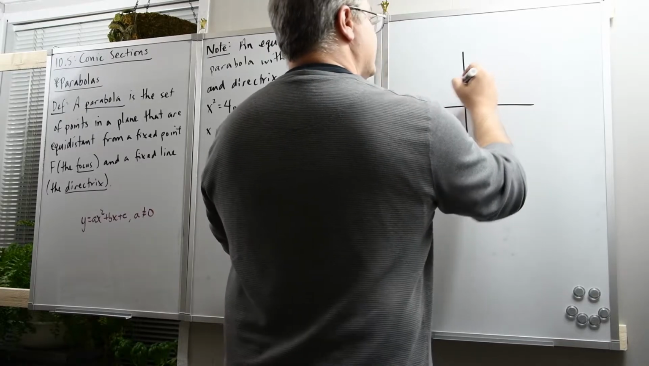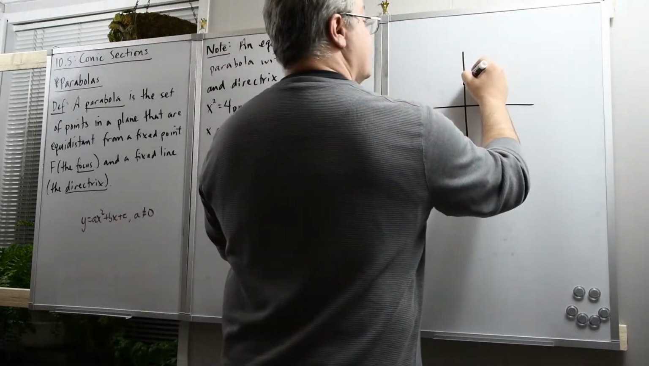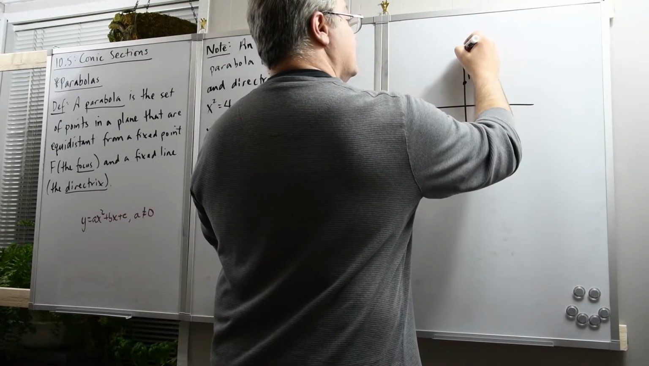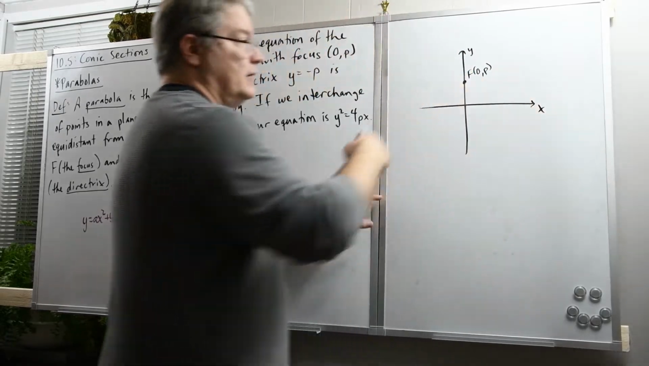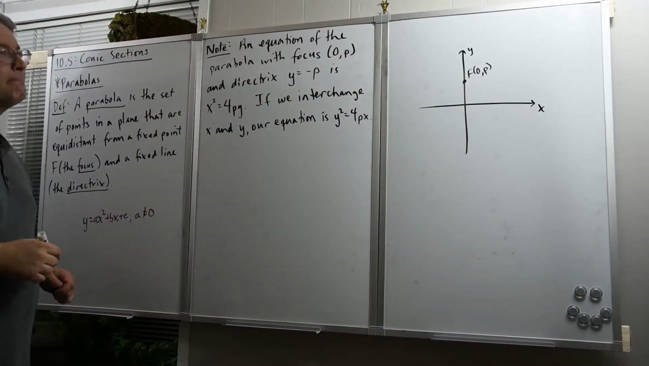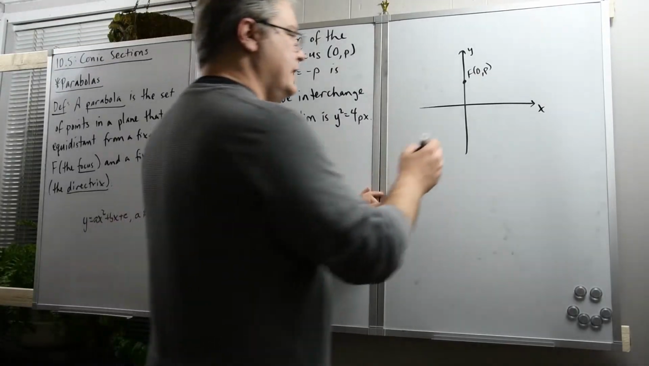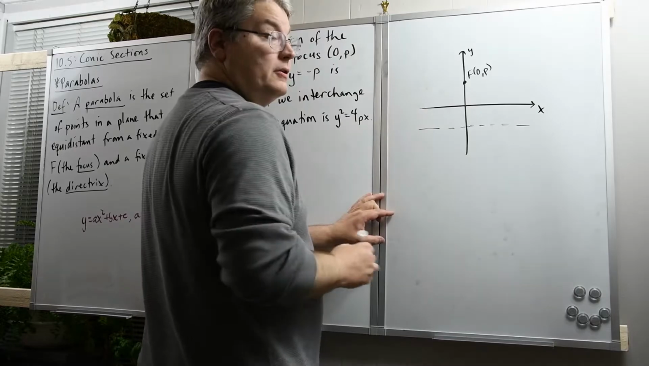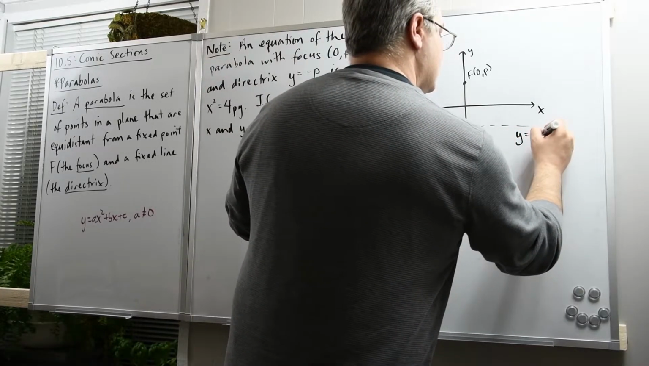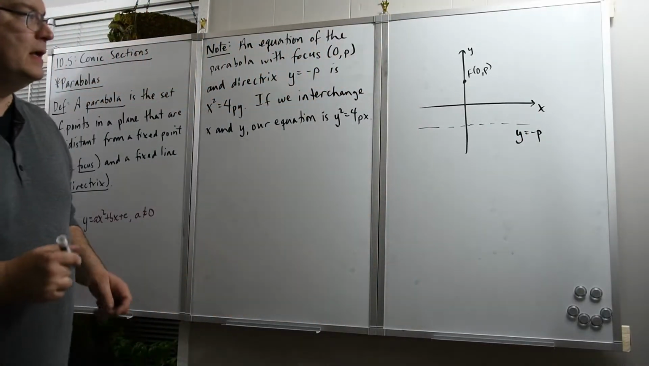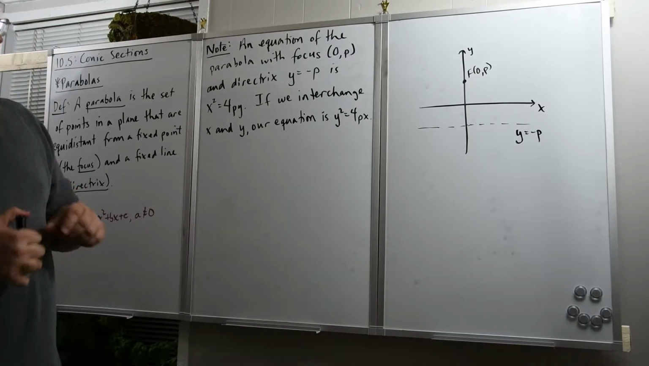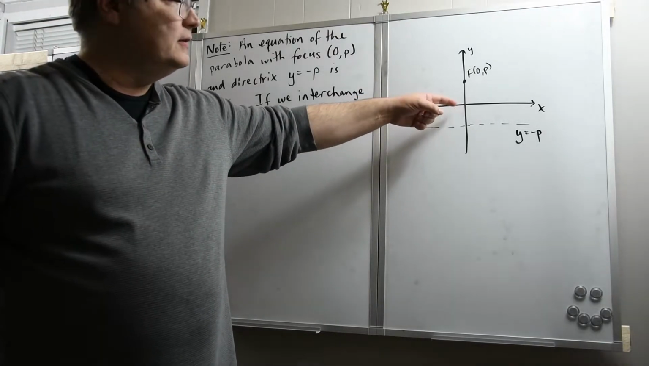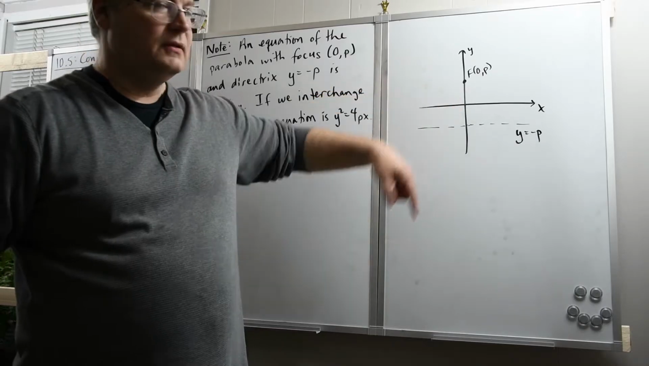We're going to have the focus, that'll be our F, and it's located at the point (0, p). The directrix is y equals negative p, so we're going to take this to be our directrix. Once again, y equals negative p. And let's think about the fact that this point, the origin, is going to be the same distance from the focus as it is from the directrix.